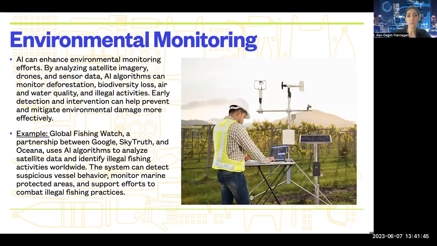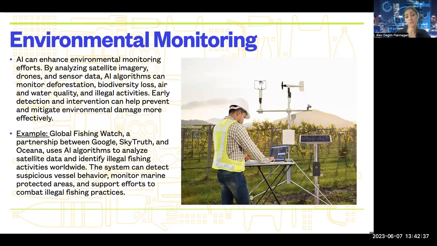Environmental monitoring is another topic where AI can help. To protect our environment, we need effective monitoring systems, and AI can enhance environmental monitoring efforts by analyzing satellite imagery with drones and sensory data, just like it did in precision agriculture. These technologies can detect deforestation, biodiversity loss, air and water quality, and even sometimes illegal activities that are harmful for environments. These include deforestation without proper legal grounds. And so with early detection, we can take prompt action to prevent and mitigate environmental damage.